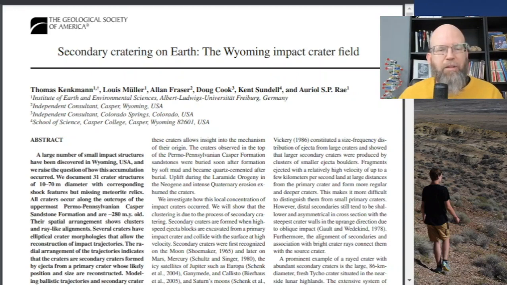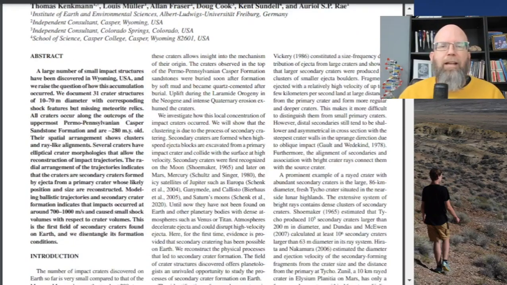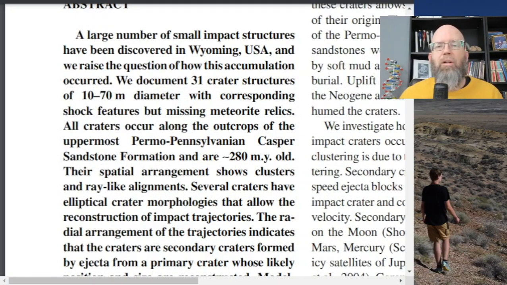Again, like I said, in the bulletin of the Geological Society of America. So let me just briefly read the abstract. A number of small impact structures have been discovered in Wyoming, and we raised the question of how this accumulation occurred. We documented 31 crater structures, 10 to 70 meters diameter with corresponding shock features, but missing meteorite relics. So here you have craters with some form of shock features, but they're missing meteorite relics.